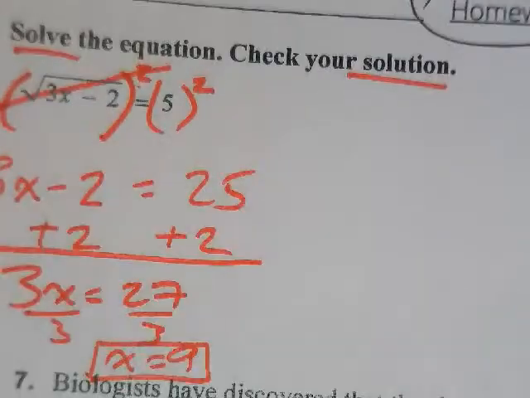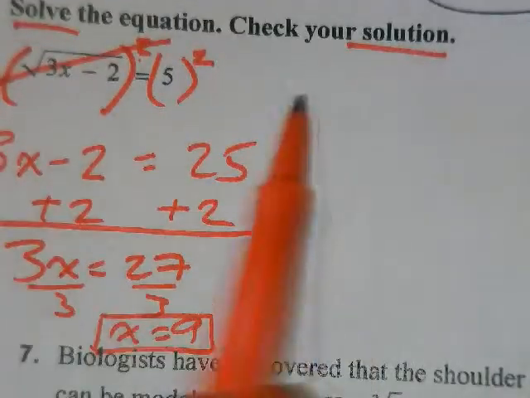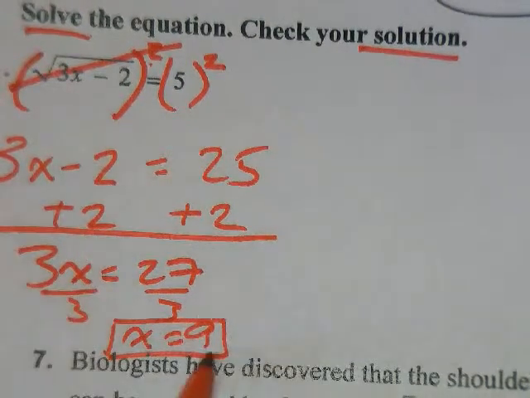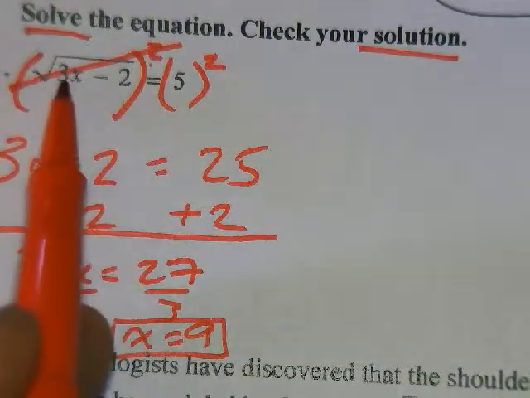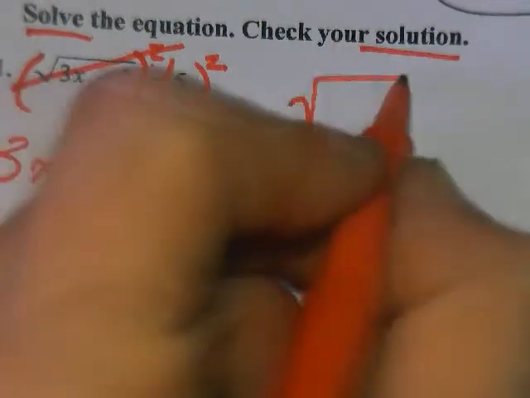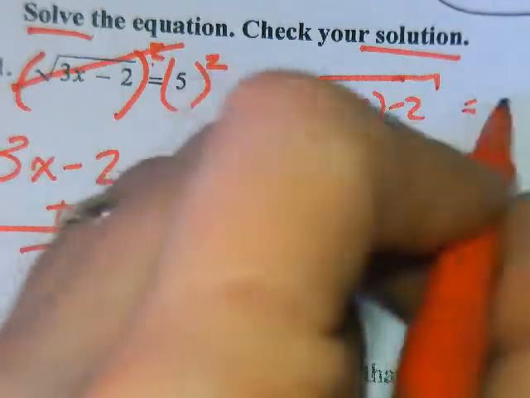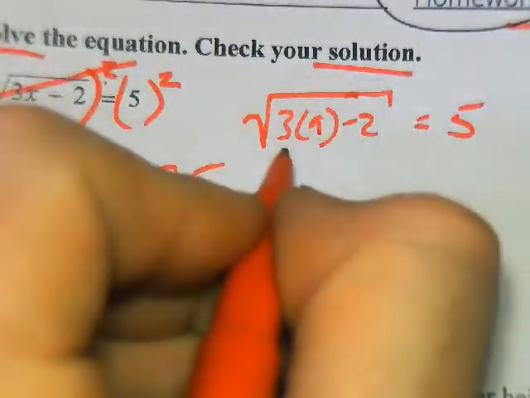The last step here, they told you to check your solution. So you want to substitute back into the original equation. 9 is going to go in here for the x. So 3 times 9 minus 2 equals 5. And let's check to make sure that's true.